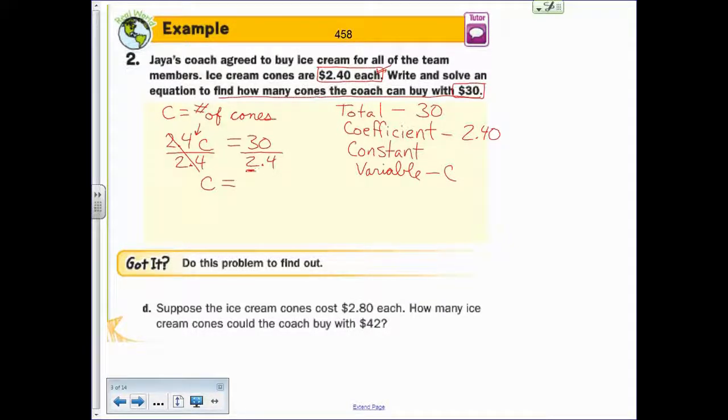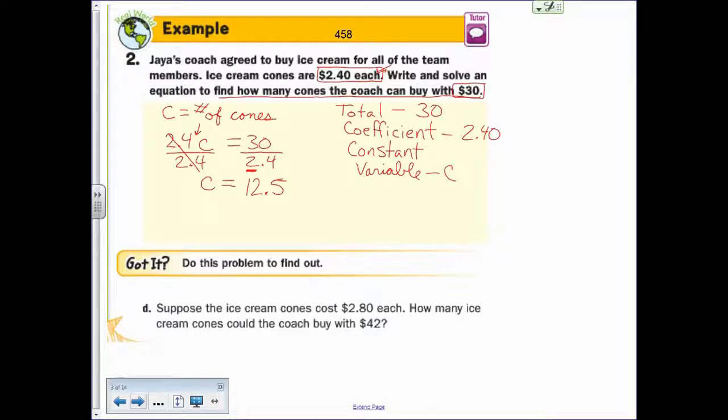So in example number 1, we divided by a decimal that did not have a whole part, and we ended up with a larger answer. This decimal does have a whole part, so we should end up with a smaller answer. So we pull out our handy dandy calculator, and I find that the answer is 12.5 or 12 and a half. And then I go back to my problem and I say, find how many cones the coach can buy with $30. How many cones can the coach buy?